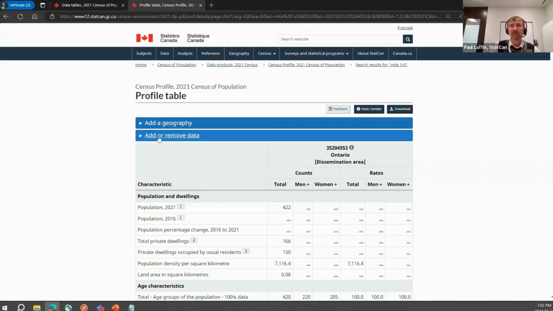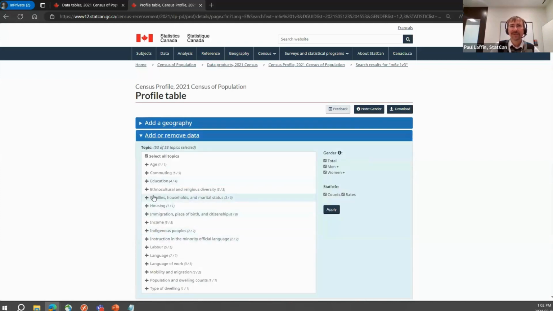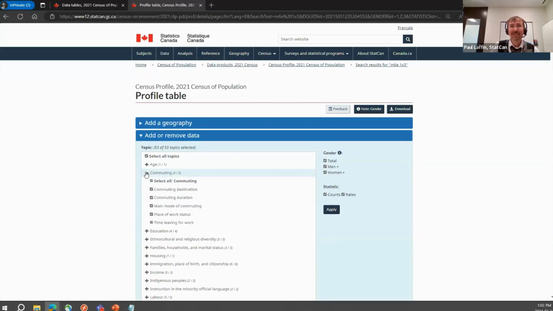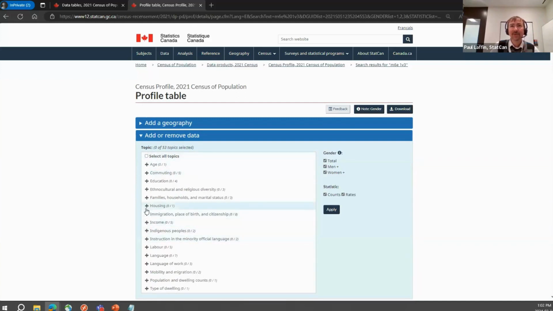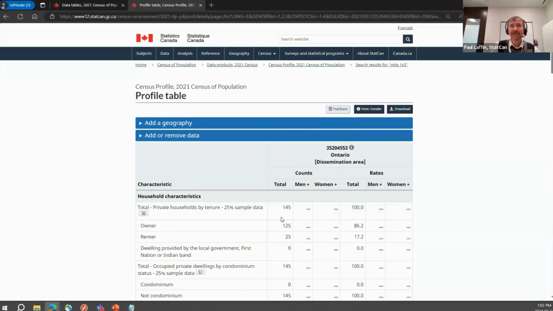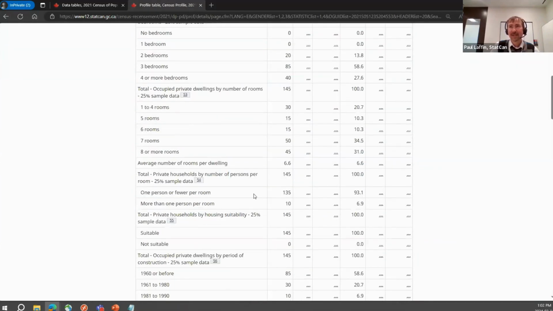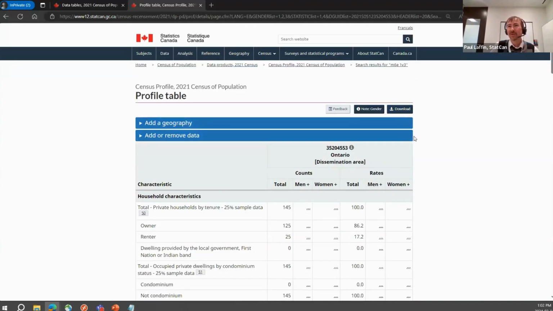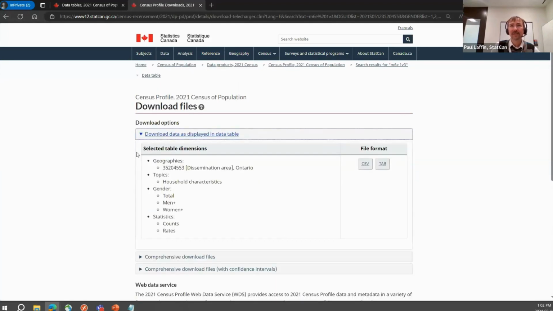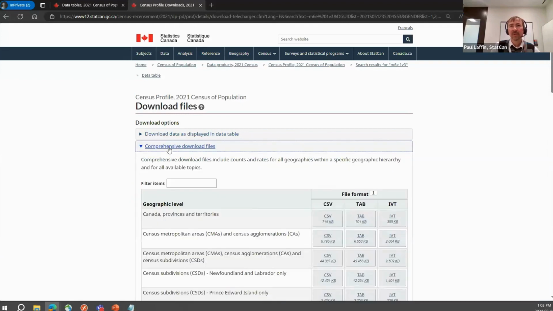And again, the add/remove data button is your friend. You can access and only get the information that you need. So you should deselect, and I only want housing data. So let's get all the housing data for this DA, and there you have it. This one's a little bit different. You don't have your save customization, but you have a download button where you could download this data as displayed, or a comprehensive version, so you could download all DAs in a given geography if you wanted to.